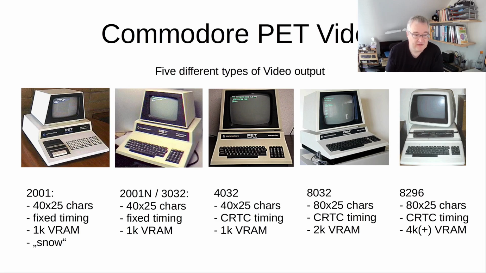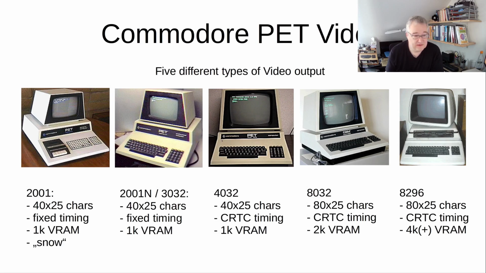Then we have the so-called dynamic PET. Those are the first evolutionary stage, so to say. They have a new full-size keyboard. The tape is gone, and they still have the fixed timing. But they also have no snow on the screen. And we'll talk about that later in this episode.